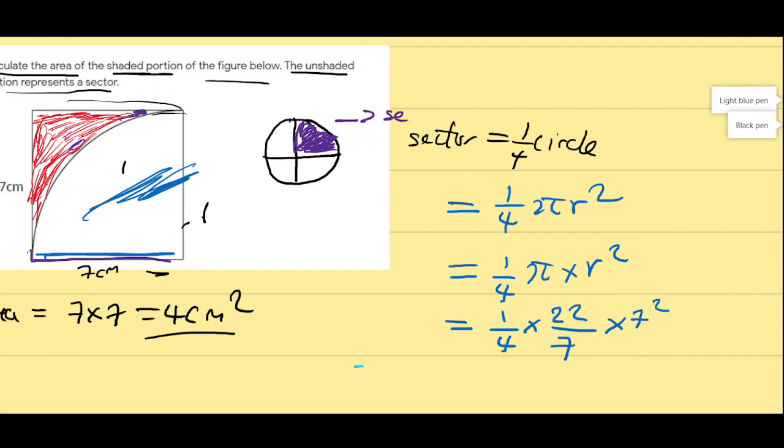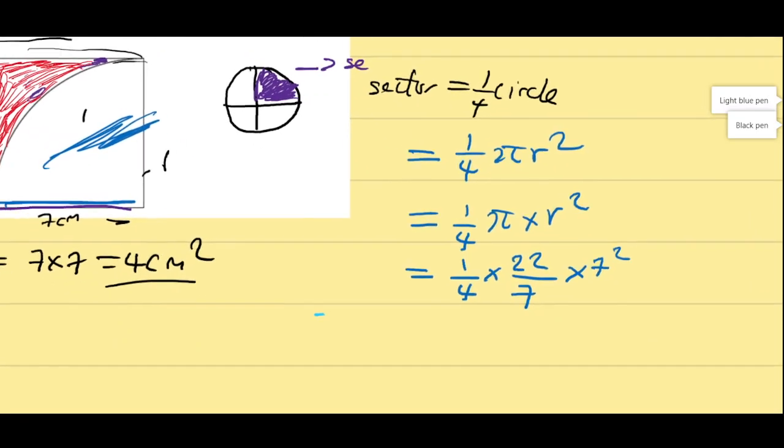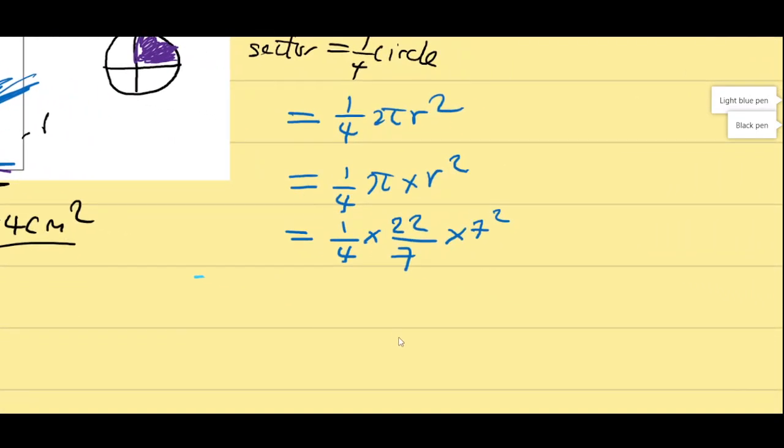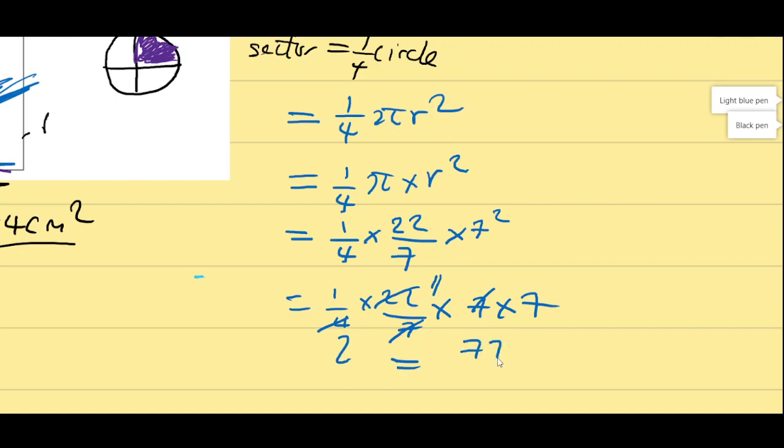And what I usually do, instead of putting down 49, which is 7 squared, I'll write 1 over 4 times 22 over 7, but this will be times 7 times 7. So that I'll be able to cancel out one 7. And then 2 here is 2, and 2 here is 11. So you have 11 times 7 is 77, all divided by 2. So you have 77 all divided by 2.